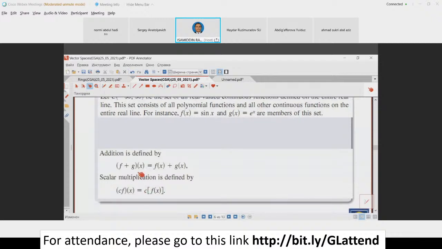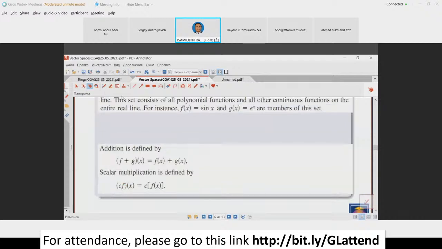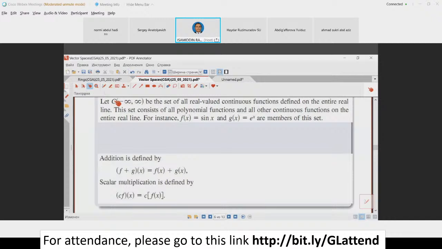Addition is defined point-wise. Multiplication is defined this way too: c times f is c times the value of that function f at point x. Once you consider the value of f at some fixed point x, it is a real number, and we can multiply real numbers. This is real number multiplication, and it defines scalar multiplication in C(-∞, +∞).